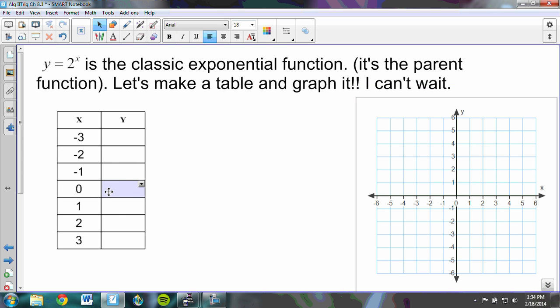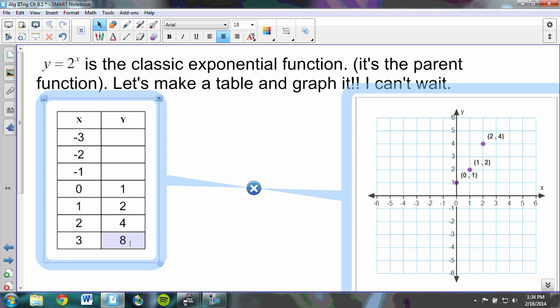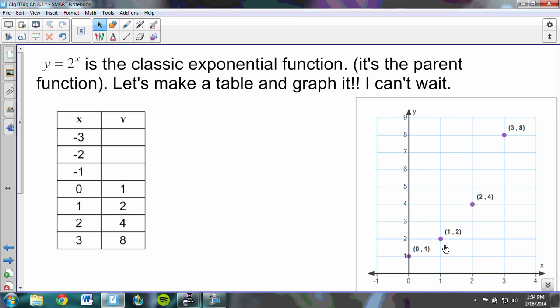I'll start with 0. I'm plugging this 0 in for this x up here. So I'm doing 2 to the 0, and 2 to the 0 is 1. Anything to the 0 power is 1 except for 0, which is kind of another issue. 2 to the first power is 2. 2 to the second power is 4, and 2 to the third power is 8. And suddenly we've got kind of a curve here that looks sort of like a quadratic curve, but it's not.